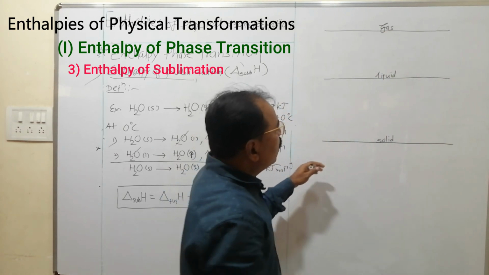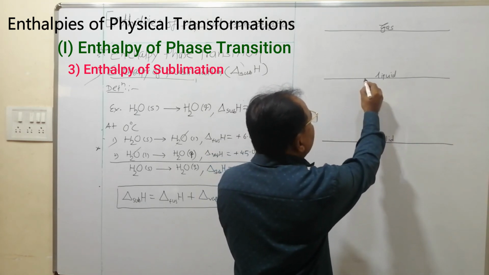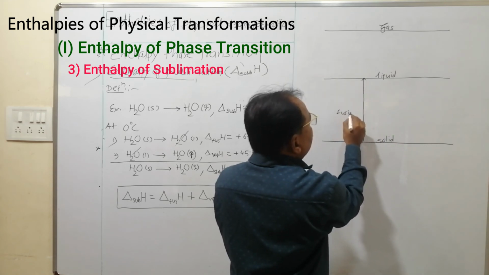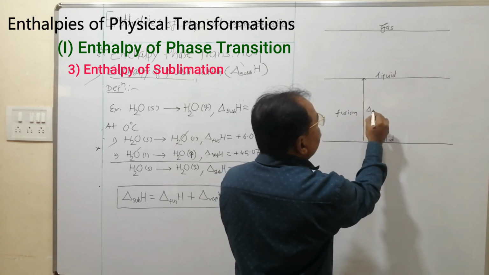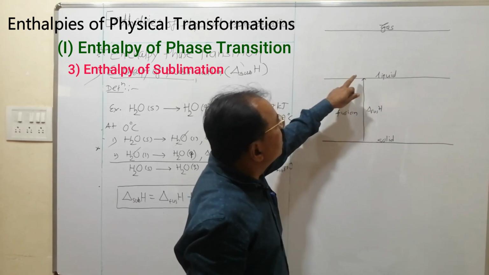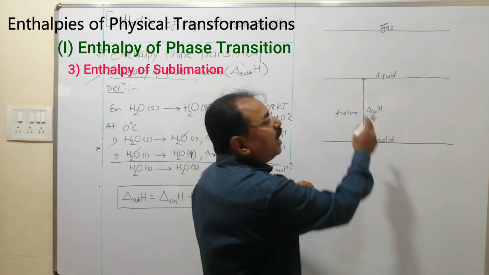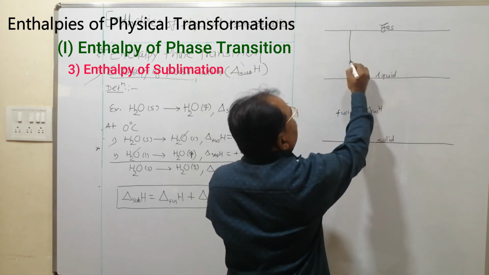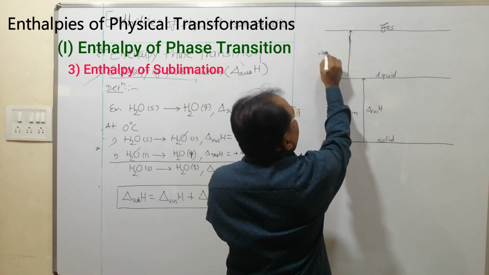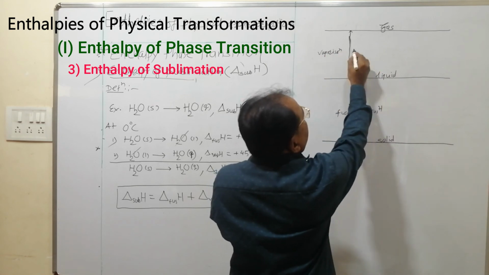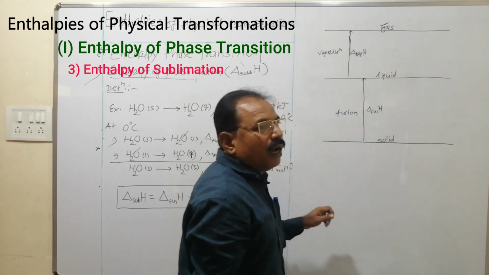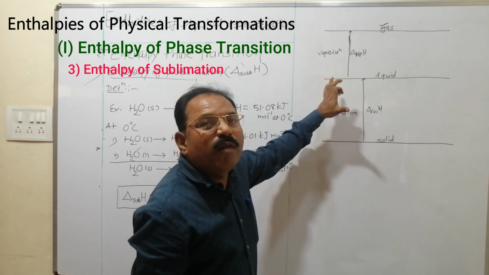In enthalpy of fusion, solids are converted into liquid state, that is fusion, and this is the enthalpy of fusion, delta FUS H. And in second state, that means enthalpy of vaporization, the liquid converted into vapor state, that is vaporization, that is the enthalpy of vaporization, delta VAP H, and addition of these two, that means the enthalpy of sublimation.